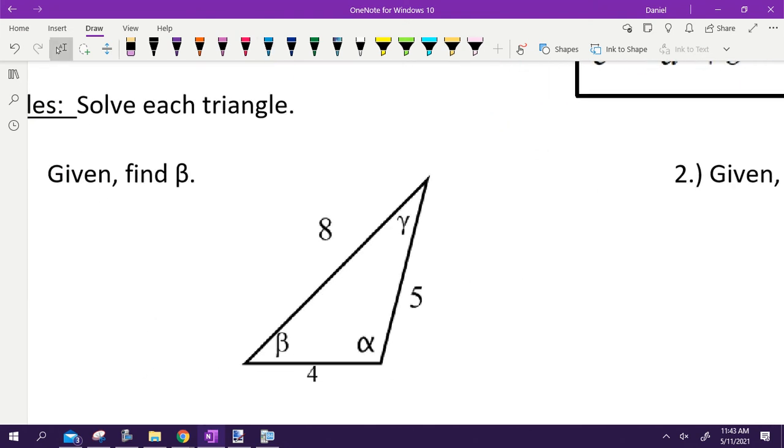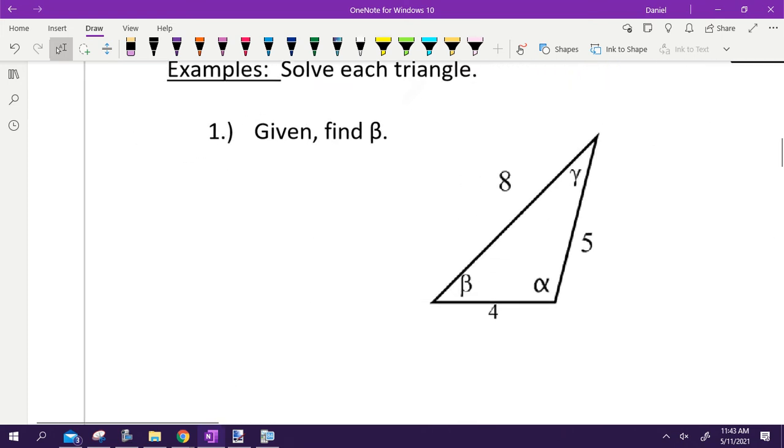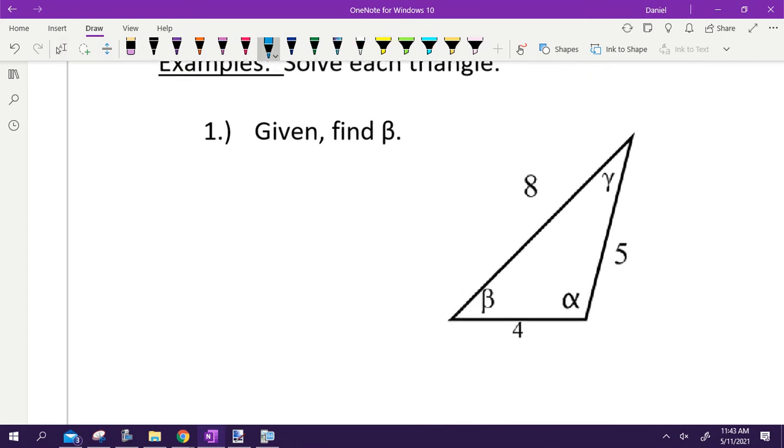We are finding beta given this triangle right here. So ultimately, we're finding this angle right here. It's not a right triangle, so no SOHCAHTOA, no Pythagorean theorem. Do I have a power couple here? No, because I don't know any angle. I know all three sides. So if I know all three sides, I'm thinking, yeah, it's probably law of cosines. It asks us to find beta, so we're going to do law of cosines to find beta.